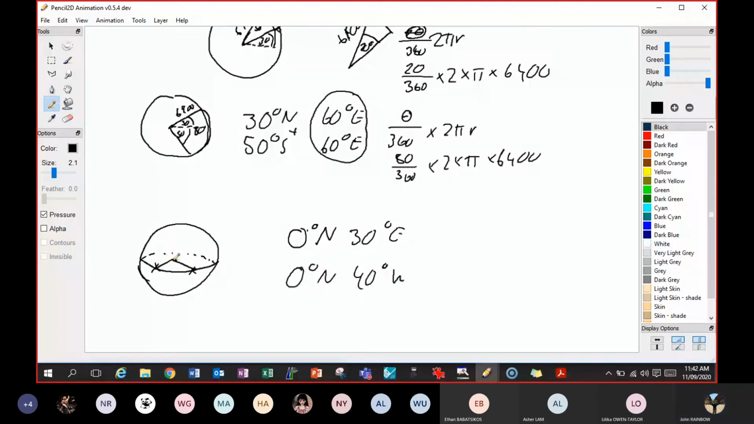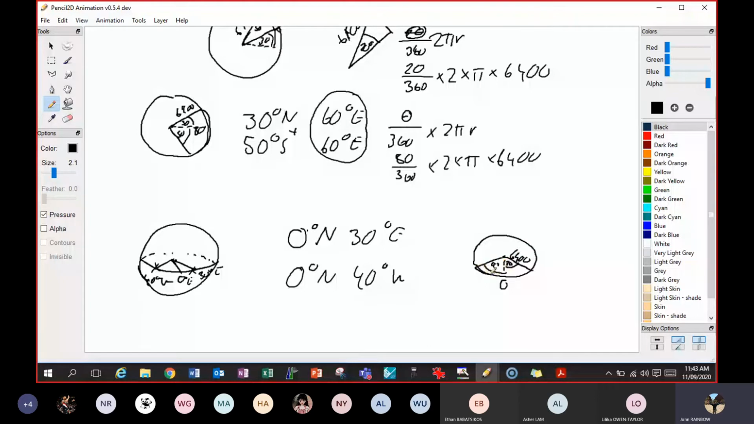That means, if this is my 0 here, this would be 30 degrees east, and this would be 40 degrees west. Now I'm going to cut it in half along there and then flip it open. So what that would look like in terms of a circle would be like this. So that's our 0 line. The diameter of this would still be 6,400. We know that that's 30 degrees, and we know that this over here is going to be 40 degrees.